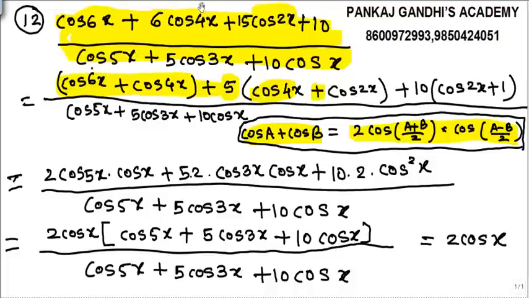Similarly in the denominator, but in the denominator we will take it as it is: cos 5x plus 5 cos 3x plus 10 cos x. So the denominator is the same. Let's solve this.